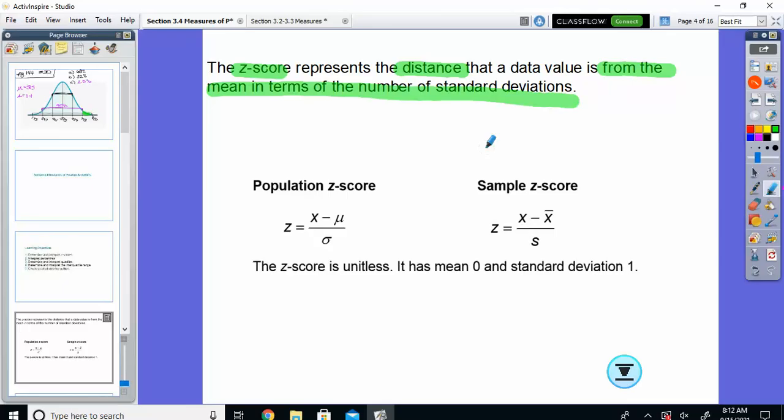So it's kind of like getting a common unit for everything. You can't compare miles and kilometers unless you put them in terms of a common unit. That's what the z-score really does. It takes 2 different sets of data and gets them in a common unit that we could then compare.